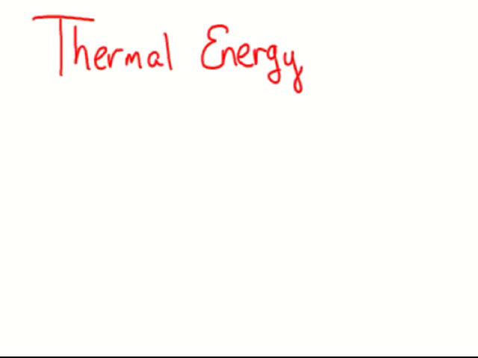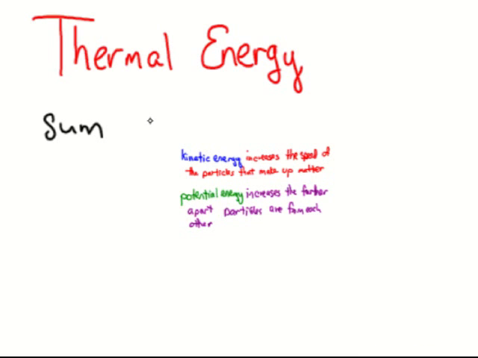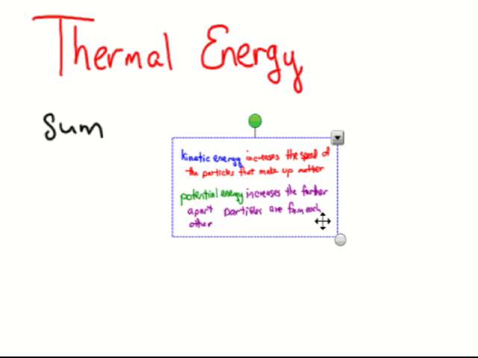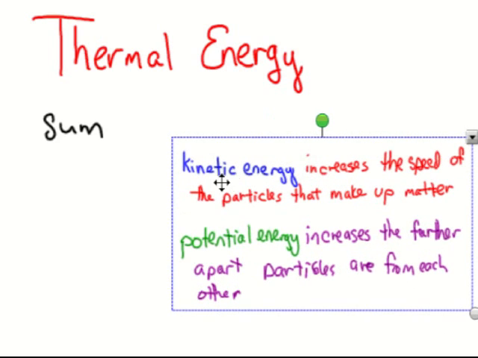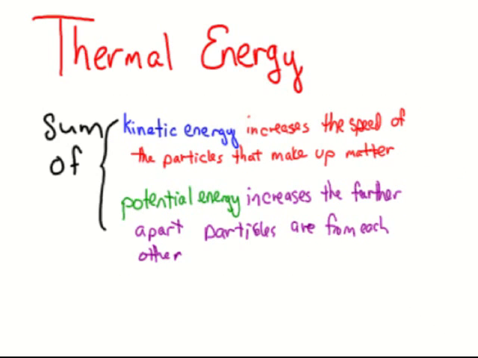Thermal energy is defined as the sum of all the kinetic and potential energy in a system when we're considering particles and their motion. Kinetic energy increases with the speed of the particles that make up matter, and potential energy increases the farther apart particles are from each other.